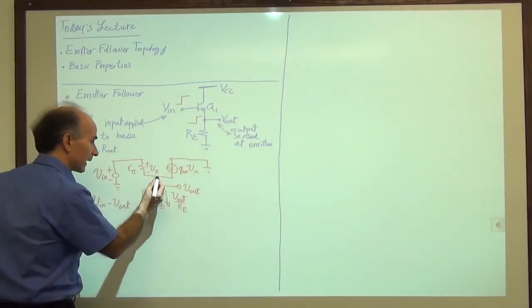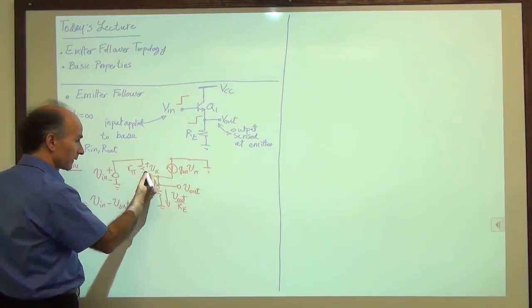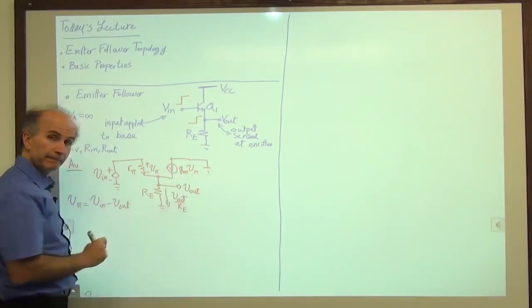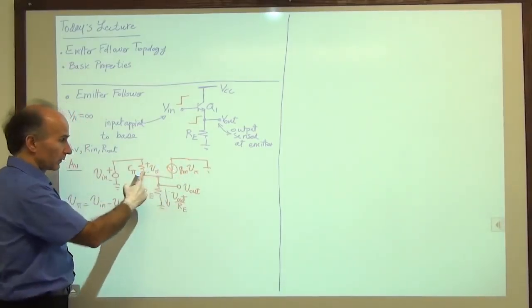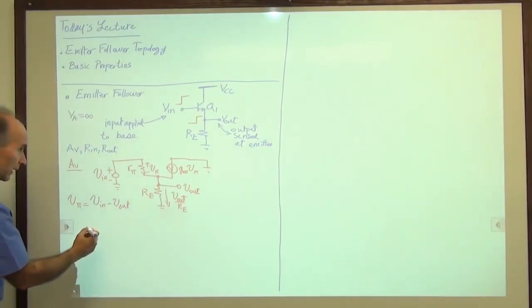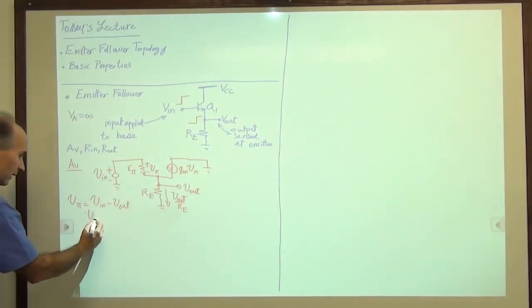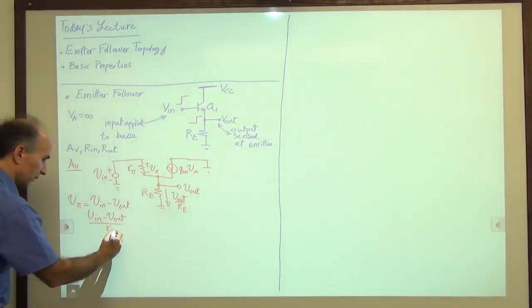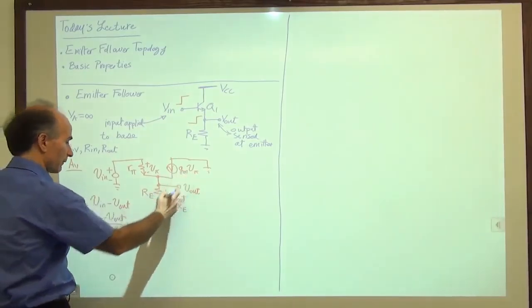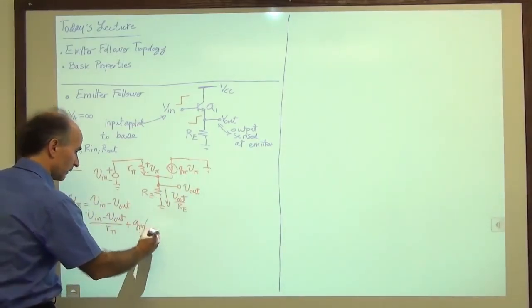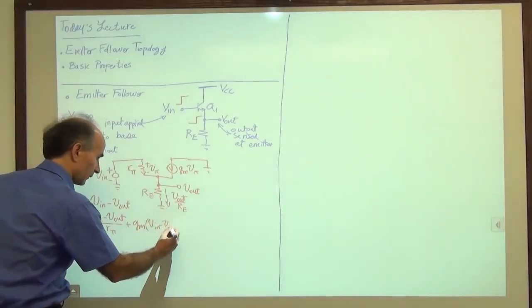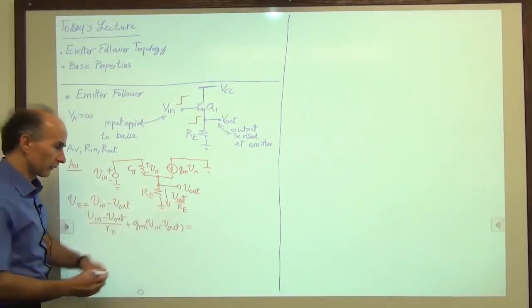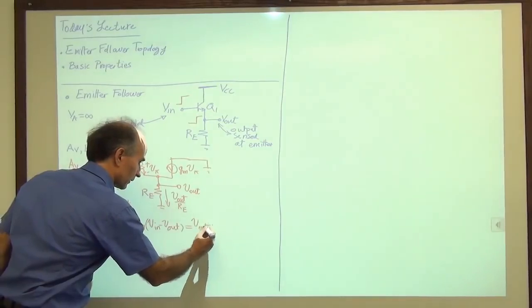Now we write a KCL at this node. We know this current, V pi over r pi, and we know V pi. We know this current, gm V pi, and we know this current. So these two have to add up to this one. So we write V pi over r pi, so (V in minus V out) over r pi, plus gm V pi, gm (V in minus V out). These must equal V out over RE.